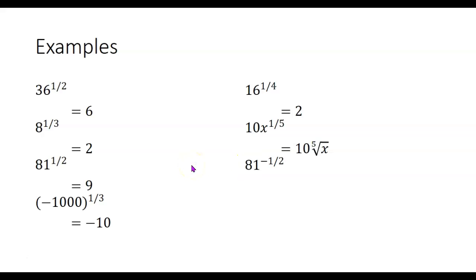What's 81 to the negative 1/2 power? Okay, so here we have a negative exponent. You remember what happens when you have something to a negative power? It's the same as 1 over that thing to a positive power. So 81 to the negative 1/2 power is equivalent to 1 over 81 to the positive 1/2 power. And we already know what that is. It's the square root of 81, which is 9. So here we get 1 over 9.